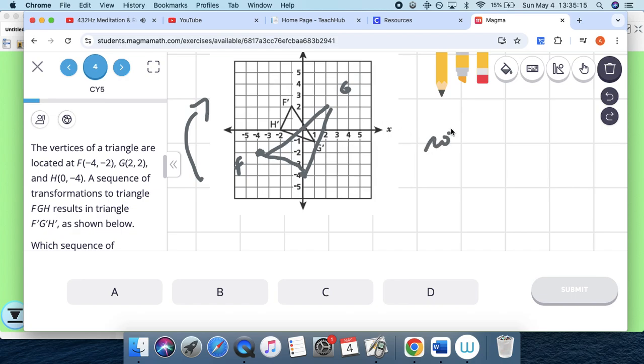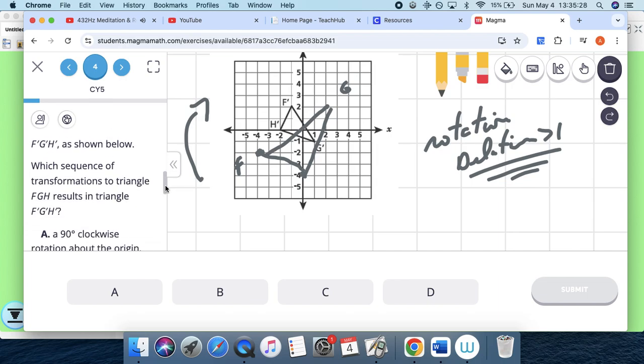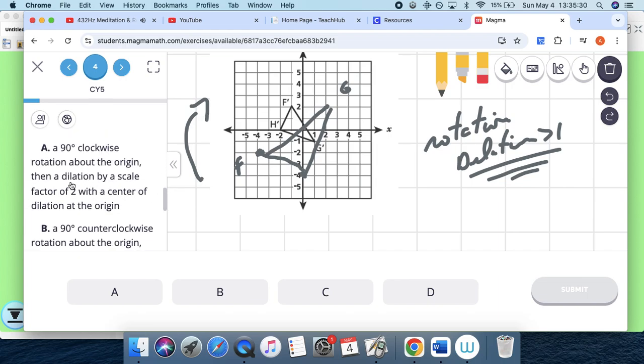So there's a rotation. And you notice that the triangle is bigger, so there's also a dilation by a factor greater than 1, because it increased. So anything that has these two transformations is good. A 90-degree clockwise rotation, good. And then a dilation by a scale factor of 2. Okay, that looks good.